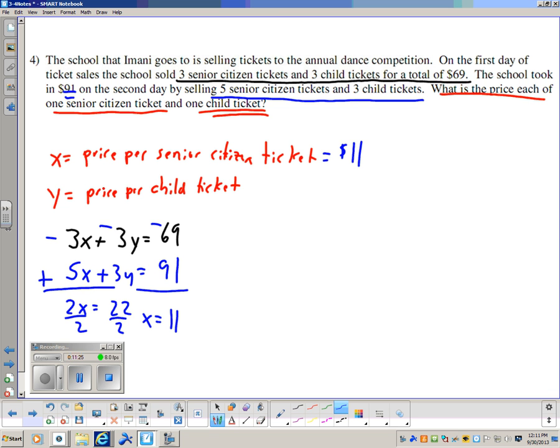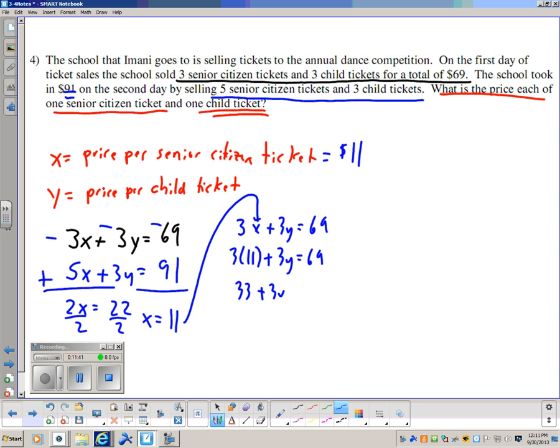So now we can plug it back into one of these. So I can go 3x plus 3y equals 69. 3 times 11 plus 3y equals 69. And so you get 33 plus 3y equals 69. Subtract 33 from both sides. We get 3y equals 36. And finally divide by 3 here, and we get y equals 12. So price per child ticket there ends up being $12.